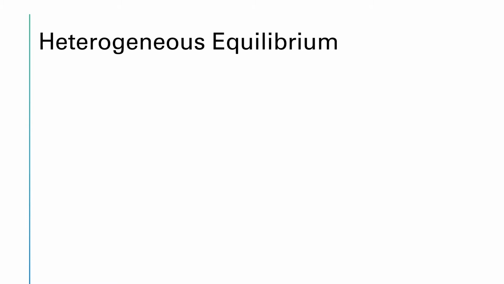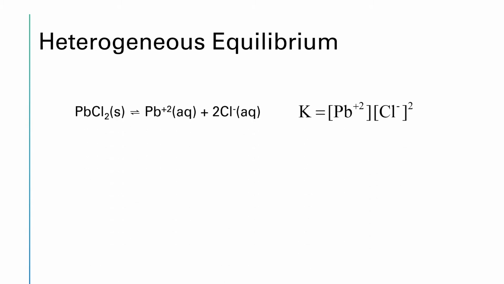And we're going to look at heterogeneous equilibrium, heterogeneous in terms of phases. We're going to have mixtures of solids, liquids, gases, aqueous solutions. Let's see what happens now. If we have PbCl2 solid in equilibrium with lead ions and chloride ions, our equilibrium constant is Pb2+ times Cl- squared. That's interesting. The reactant didn't appear in this one.